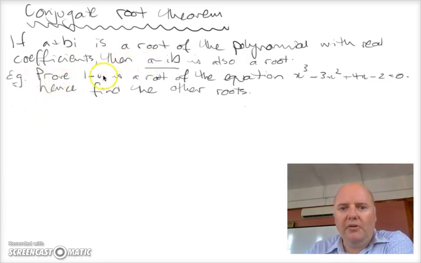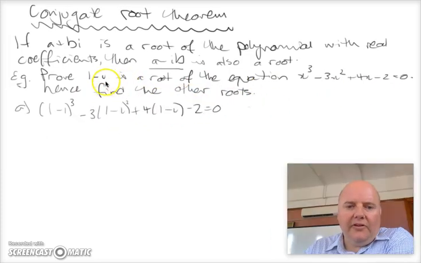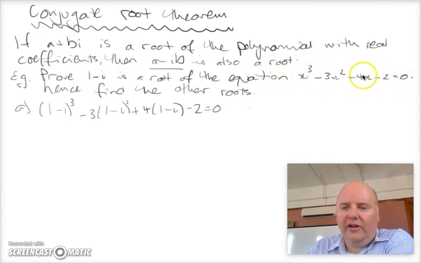So here's an example of a question where we could do this. Prove that 1 minus i is a root of some equation, and then we can hence find the other roots. To show that it is a root, we can substitute this into that equation and show that the left hand side and right hand side are the same. So what do you get? 1 minus i cubed minus 3, 1 minus i squared plus 4, and so on.